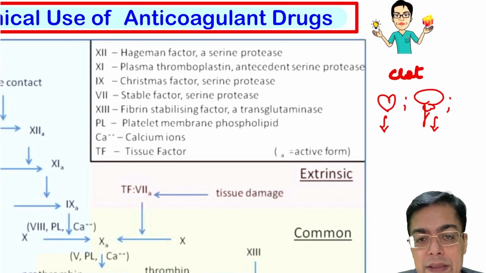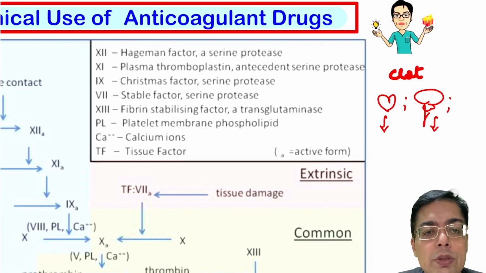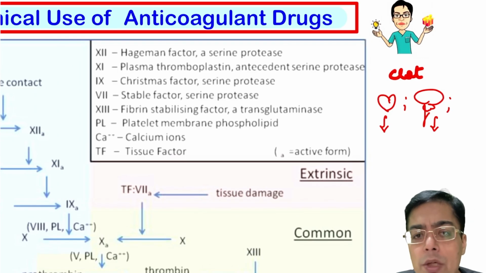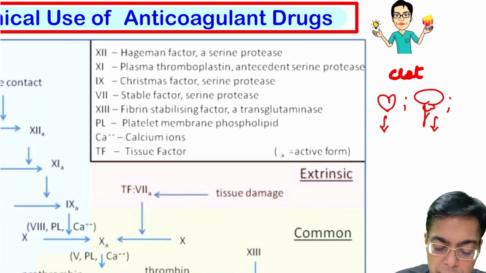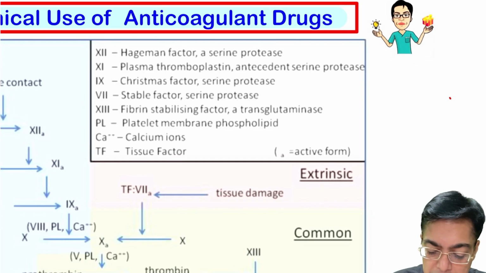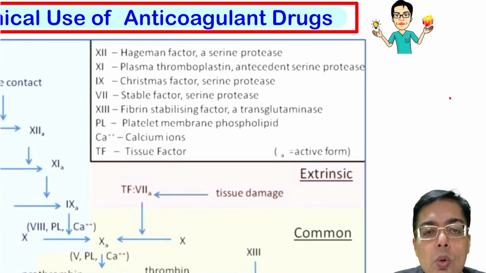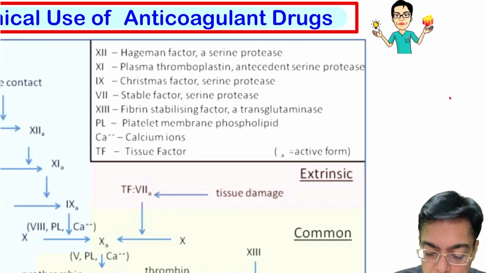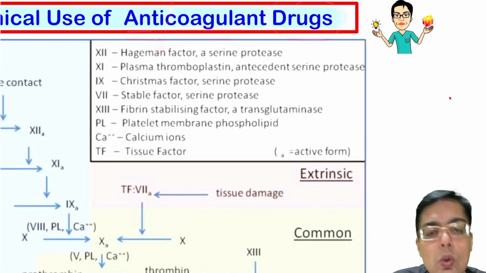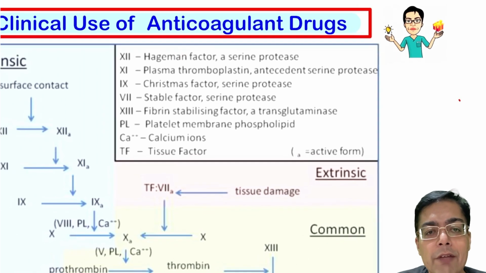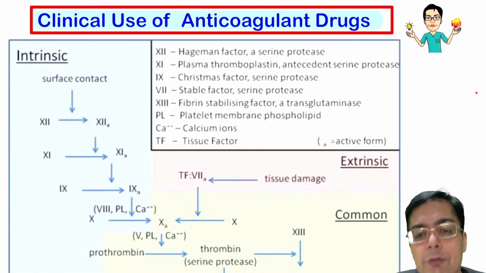Now, in these conditions, you do not want your patient to have too much clot formation. So what will you do? In such situations, you are going to give these patients a group of drugs, and these drugs are given the name of anticoagulant drugs. The name gives you a hint, friends. Drugs which are going to decrease the chances of clot formation are called anticoagulant drugs. Now, whenever these drugs are being given, how will they work?